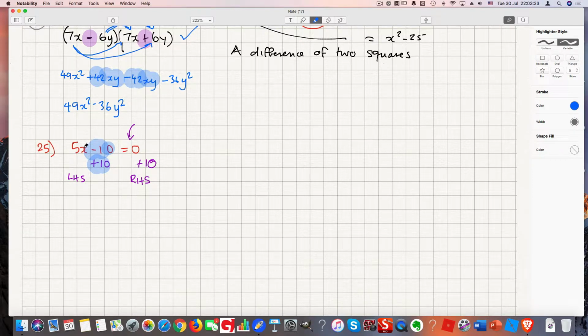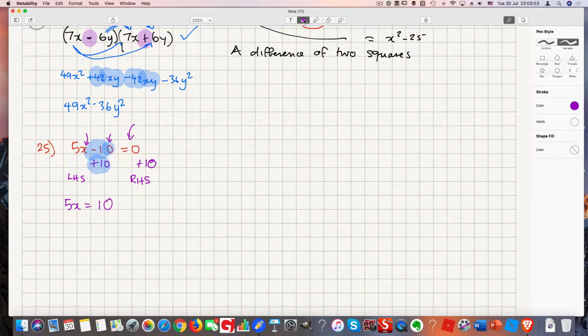So I'm just going to be left with 5x, because I need to separate the numbers with letters like x, which is 5x, and just the numbers like 10, and bring the 10 to the other side. So basically that becomes 5x equals 10, because 0 add 10 is 10.